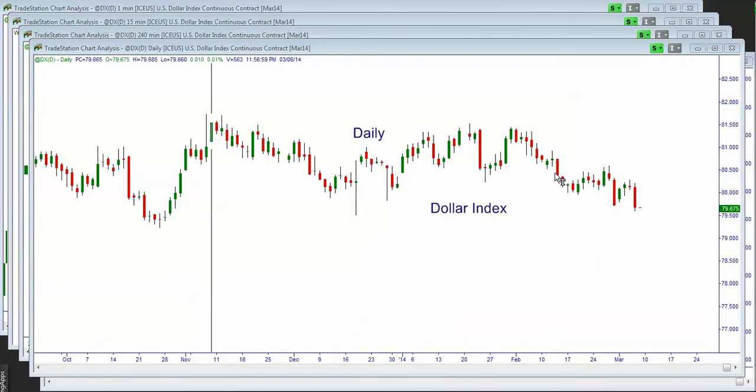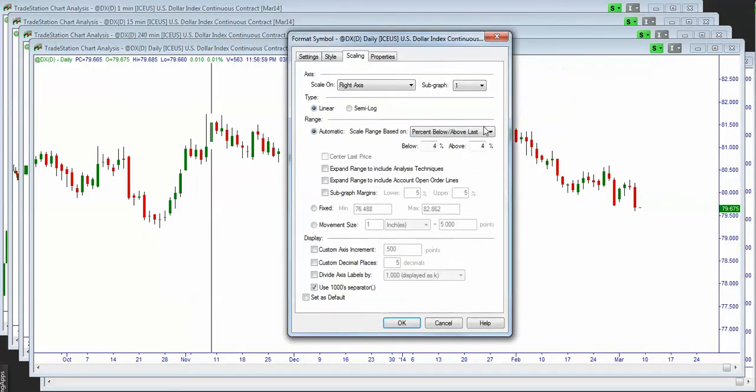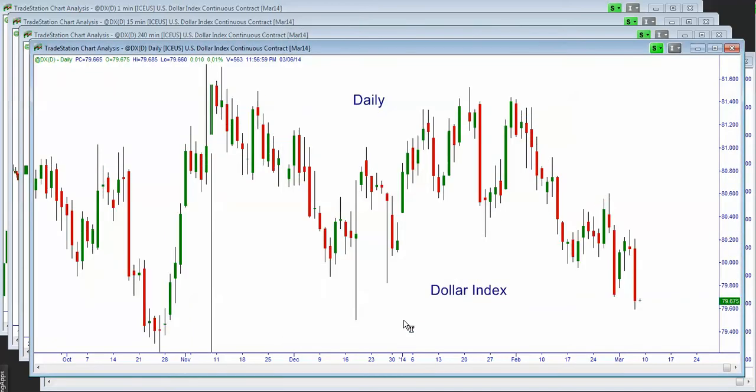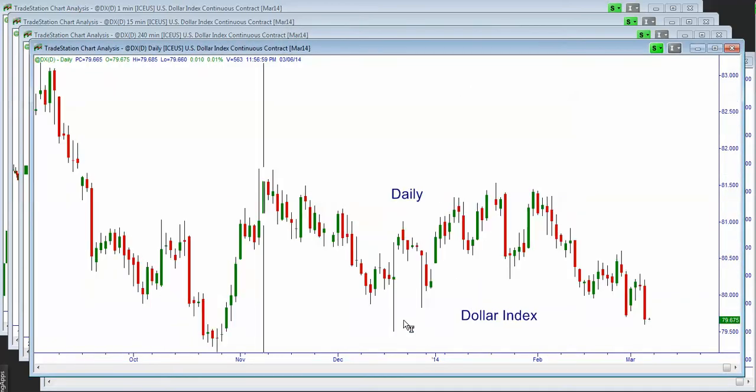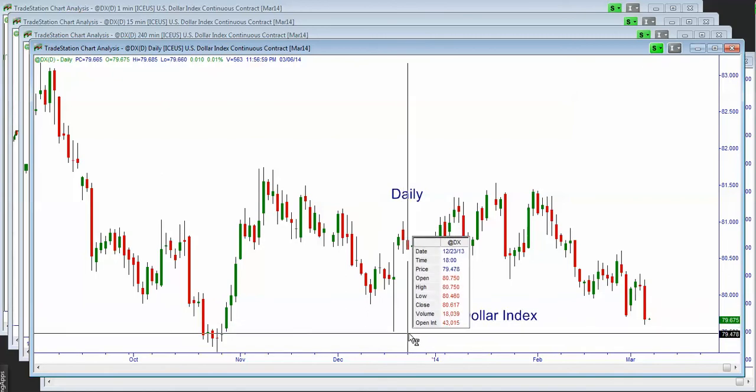lower. The dollar index obviously is moving lower as the euro moves higher, and there's no serious possibility for this market to just continue lower.